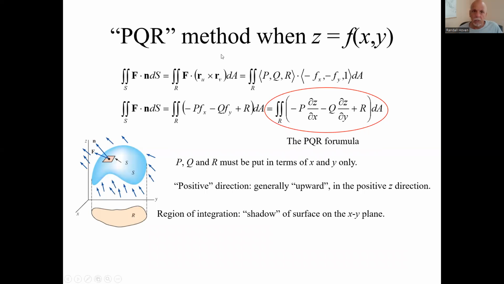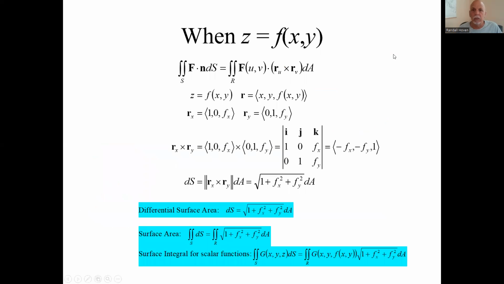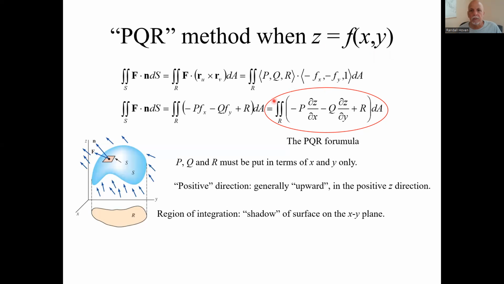And when it comes to the flux integral, we can take it yet another step. Your F has a P, Q, R. That's just what we name the components. So here is where we're taking a dot product. We can also take that dot product ahead of time. And you end up with a whole new formula for when z is a function of x and y. So instead of using this formula, you can use this formula.